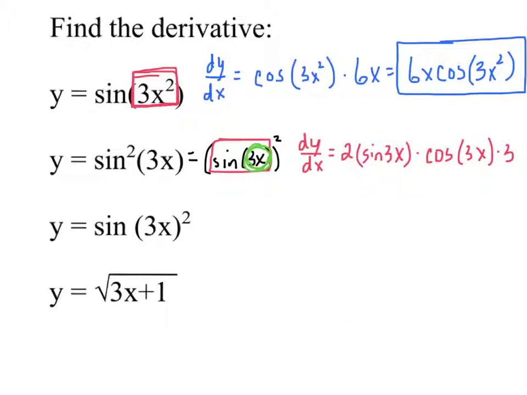And we can clean this one up just a little bit. We have 6 sine of 3x cosine of 3x. And there's my derivative.